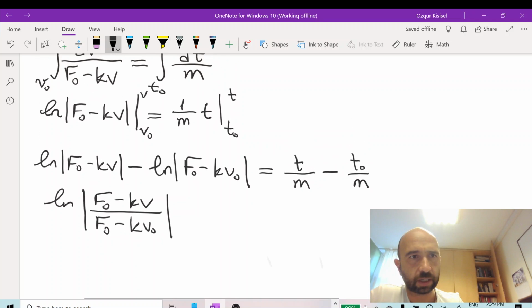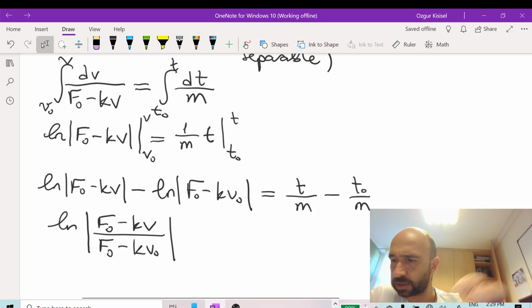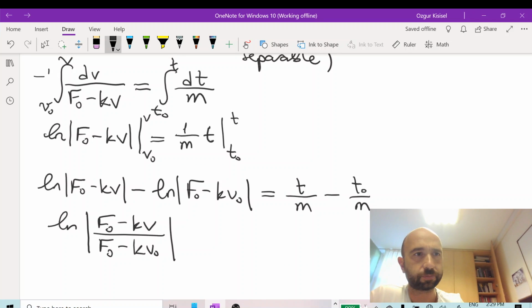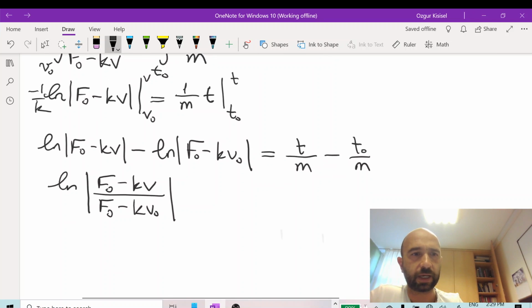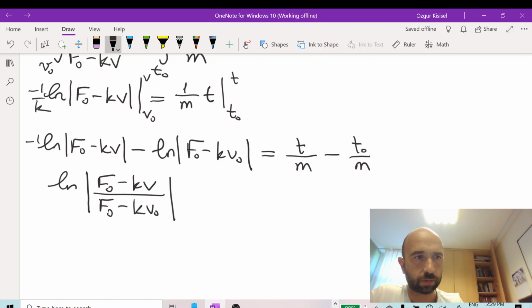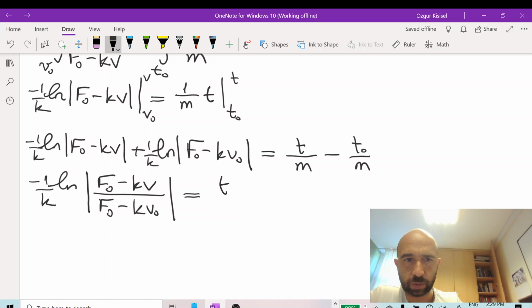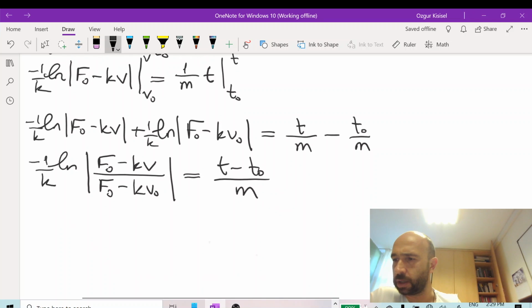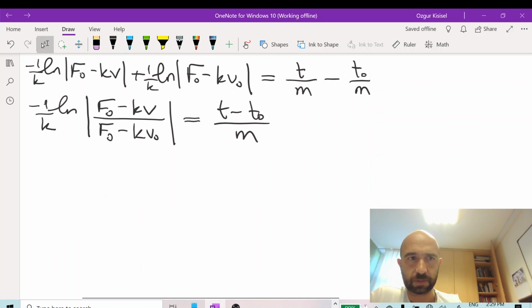Okay, I think in the integral I forgot something. I forgot a minus 1 over k. So not here. Here I should add a minus 1 over k, and that goes all through here. And on the right hand side we have t minus t0 over m. Now this can be further simplified.